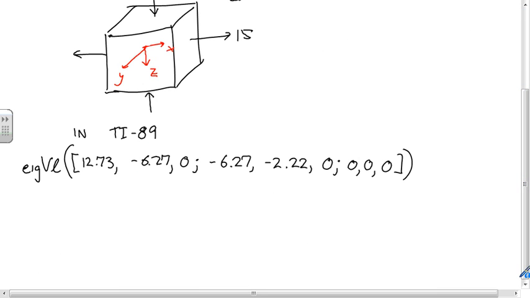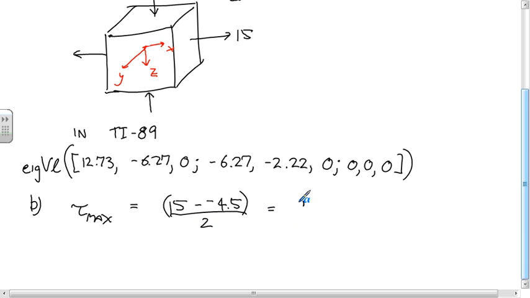Okay, and now we need to know what the maximum shear is. So for part B, the maximum shear stress, and that's often written as the Greek letter tau, that's going to be the maximum, so 15, minus the minimum, so that's minus negative 4.5, divided by 2, and you get a value of 9.75 megapascals.